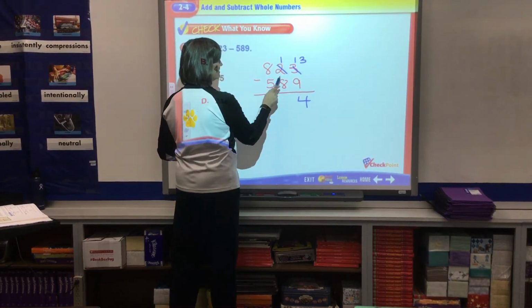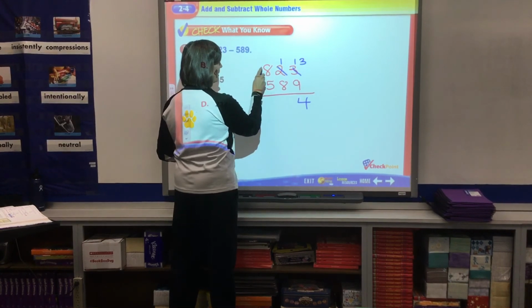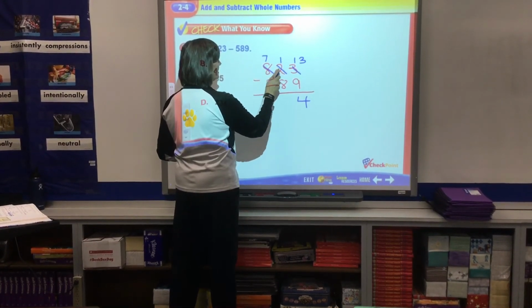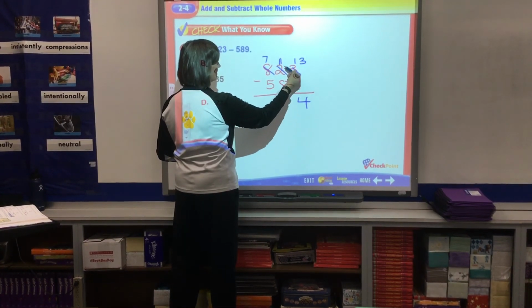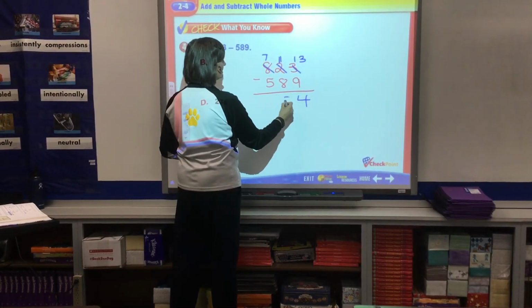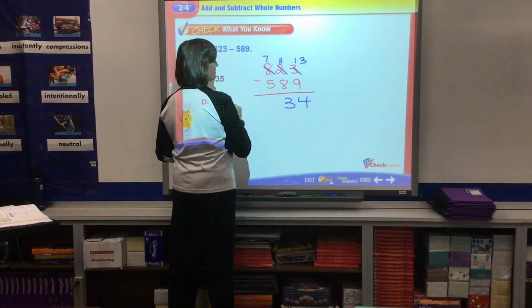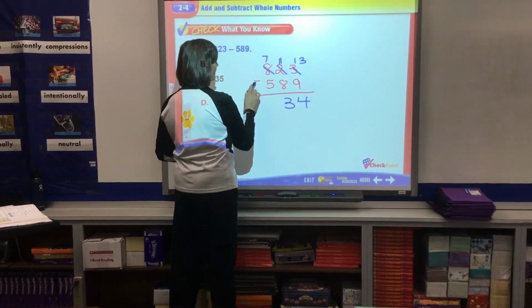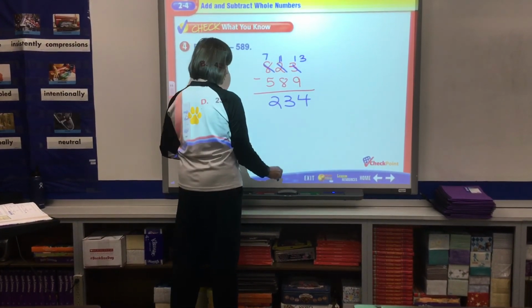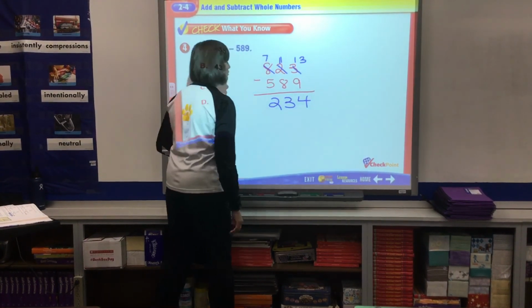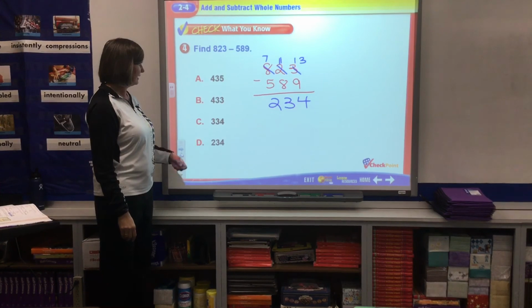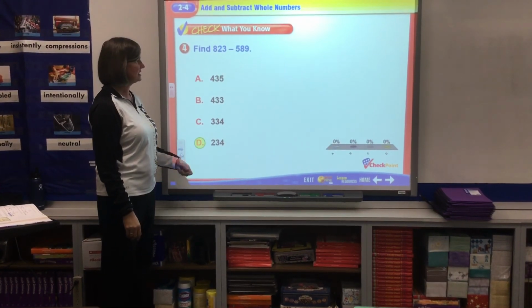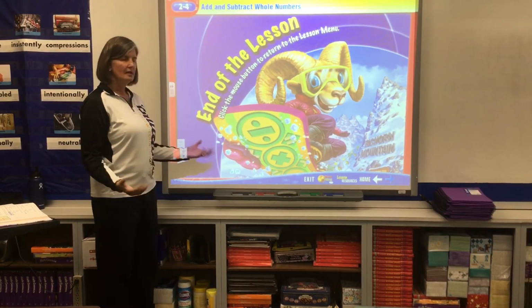Then I go to the tens place value. I can't take 1 and subtract 8 from it, so I have to borrow from the 8, make that a 7. All right, the 1 is there, so I'm gonna add this in and make it an 11. 11 minus 8 is equal to 3, and then I go to my hundreds place value, and 7 minus 5 is equal to 2. All right, so our final answer will be 234, which looks like the letter D. Yes, nice job.